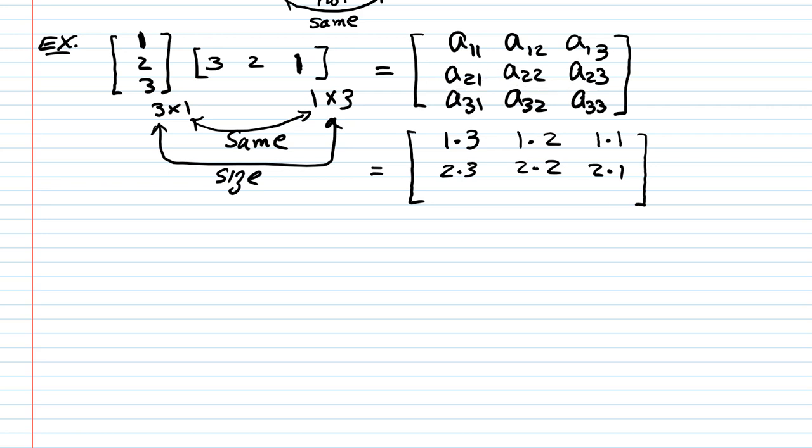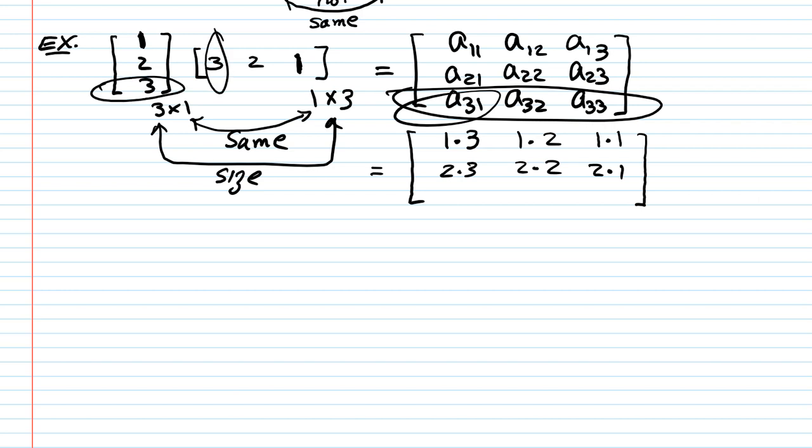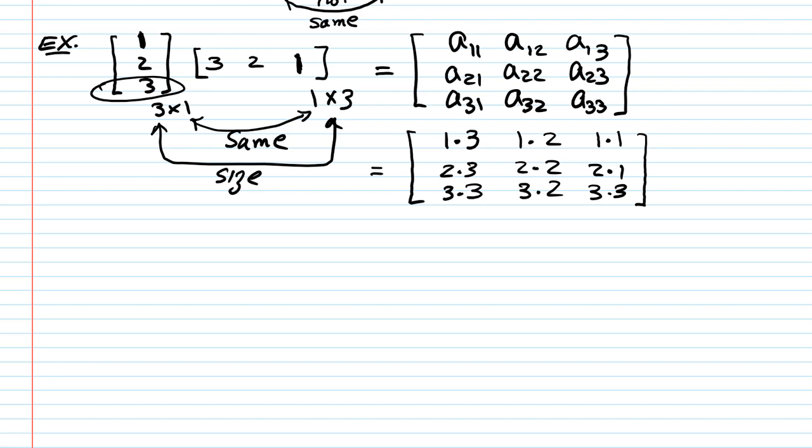Now finally, to do the last row here, A31, for example, means third row of the first matrix and first column of the second matrix. So it's going to be 3 by 3. Then it's third row, second column, third row, third column. And that's how they multiply. Isn't that cool?